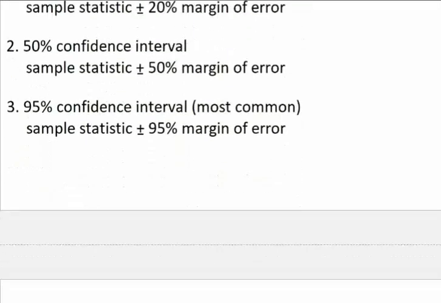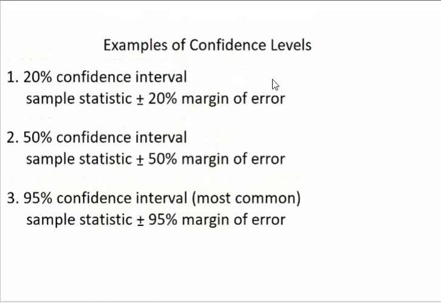So first, let's talk about where the confidence level comes from. If you want to be 20% confident, what you do is you take your sample statistic, you calculate the 20% margin of error, and then you add and subtract the 20% margin of error. If you want to be 50% confident, you calculate the 50% margin of error, and then you take your sample statistic and you add and subtract the 50% margin of error, and you get your 50% confidence interval. So basically the confidence level comes from the margin of error that you're calculating.